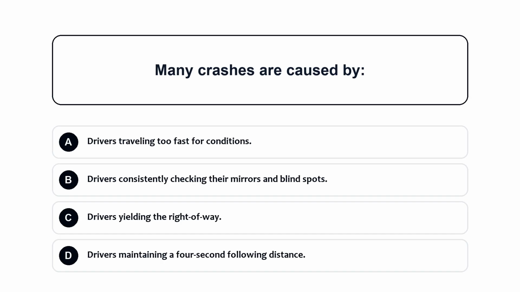Question 19. Many crashes are caused by: Option A. Drivers traveling too fast for conditions. Option B. Drivers consistently checking their mirrors and blind spots. Option C. Drivers yielding the right-of-way. Option D. Drivers maintaining a 4-second following distance.